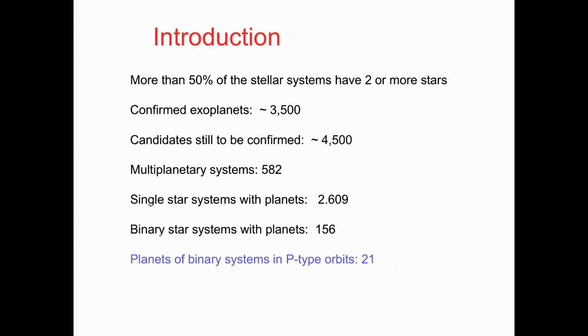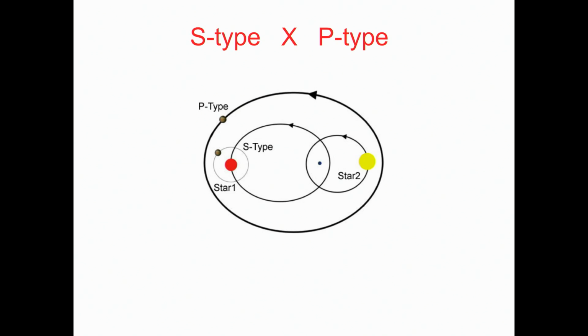Just to quickly explain, so you have a binary star system, and you may have the orbit of the planet around one of the stars. That would be a S-type, like a satellite. And if you have a circumbinary planet, we call them P-type, like planets. So P and S for that. So we are talking about circumbinary planets.